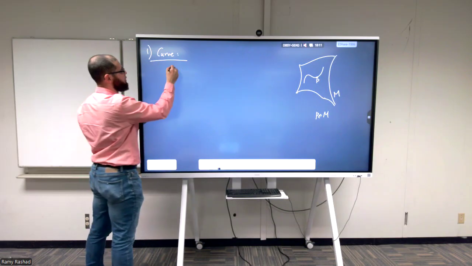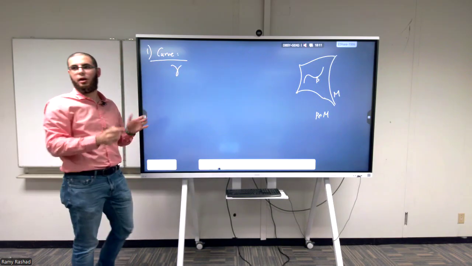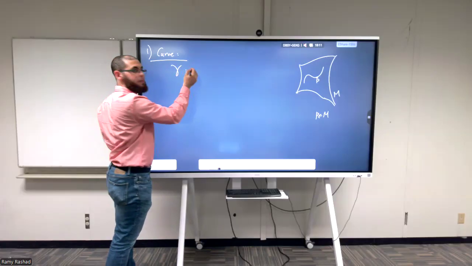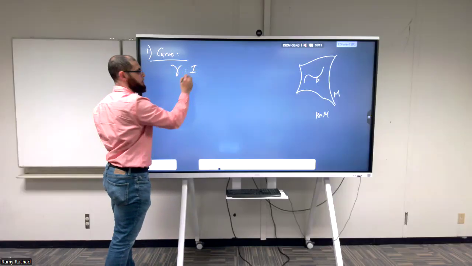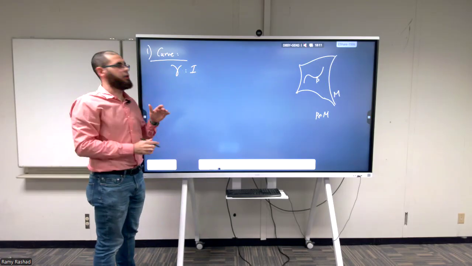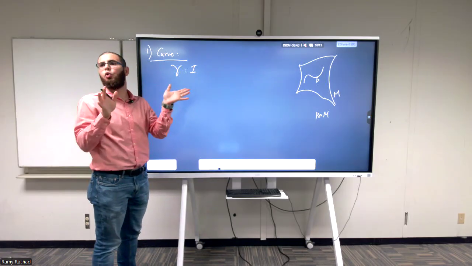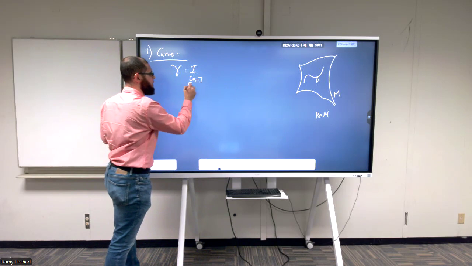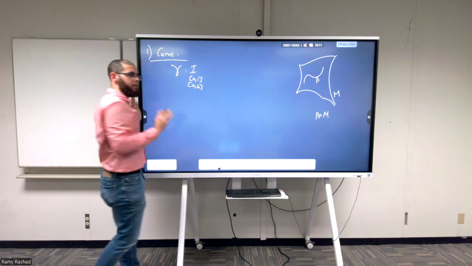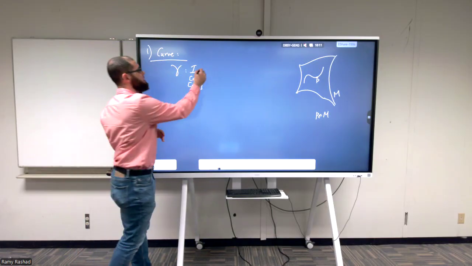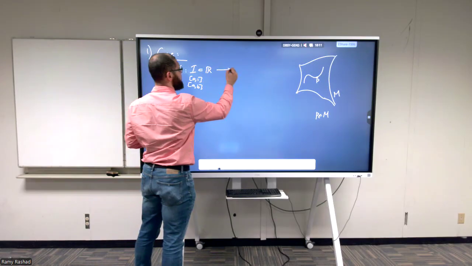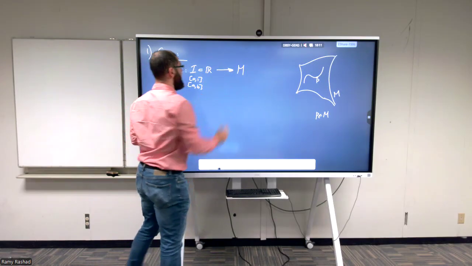A curve on a manifold is a map, and we're going to call this curve gamma. It's a map that goes from some subset of R, some sort of interval, and this interval can actually be closed. For example, it can be from 0 to 1, or from A to B, whatever. This interval is a subset of R, and you go to M.